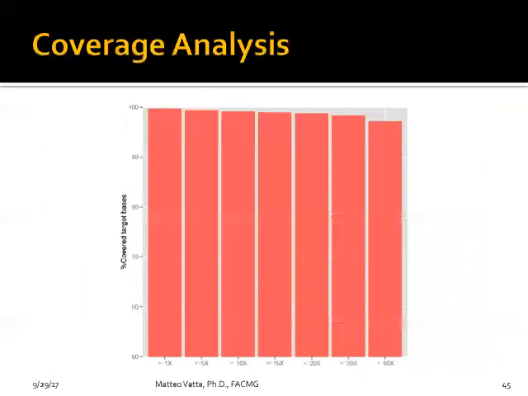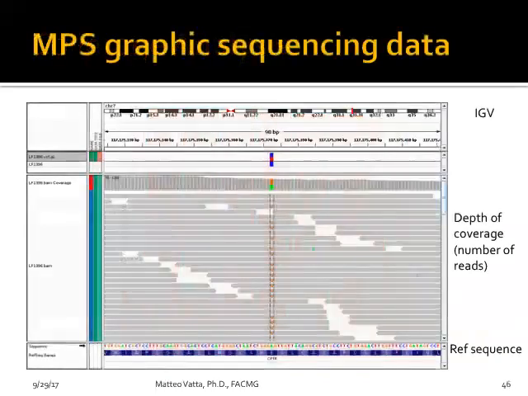So this is a coverage analysis where roughly 95% of all the target have been covered 50 times or more. So this is a very good coverage, but this was a 300x average coverage run. And that's what you should expect in a clinical grade sequencing, at least that.